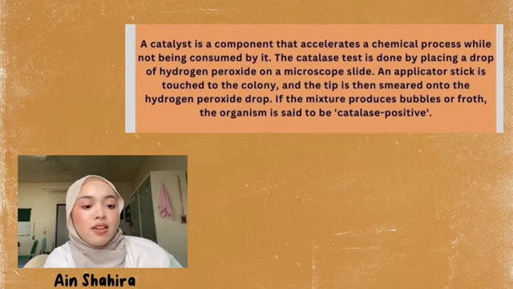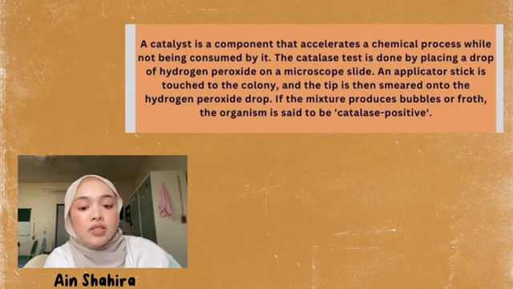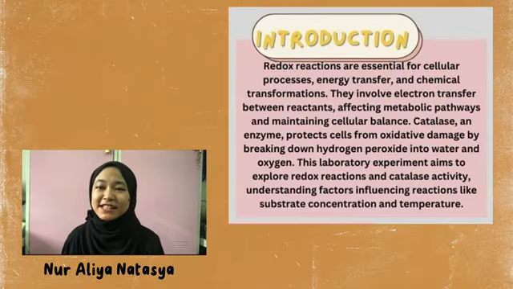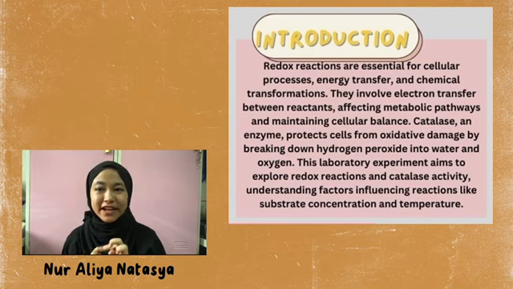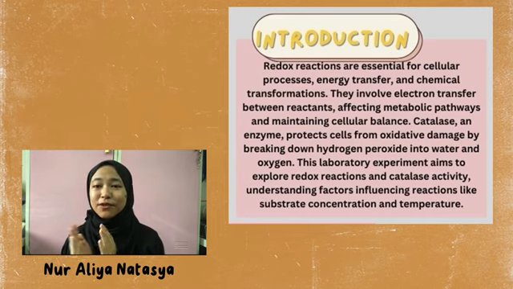The catalase test is done by placing a drop of hydrogen peroxide onto a microscope slide. An applicator stick is touched to the colony and then the tip is smeared onto the hydrogen peroxide drop. If the mixture produces bubbles or froth, the organism is said to be catalase positive. Redox reactions are essential for cellular processes, energy transfer, and chemical transformation, while catalysts and enzymes protect cells from oxidative damage by breaking down hydrogen peroxide into water and oxygen.